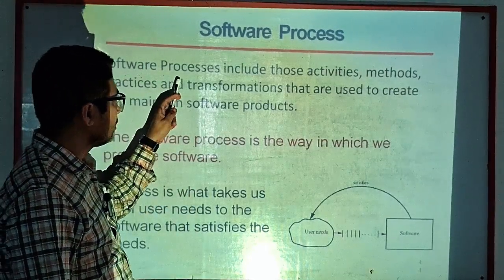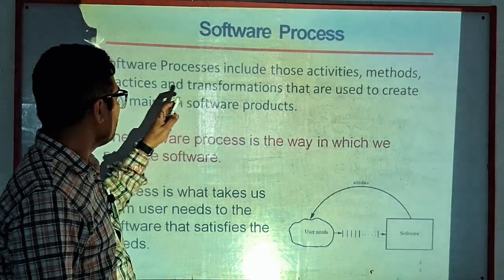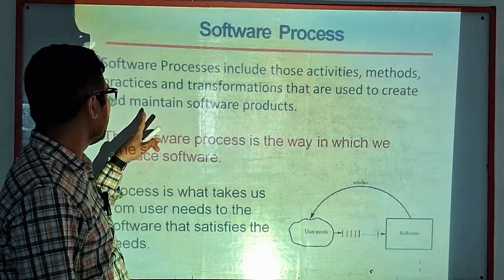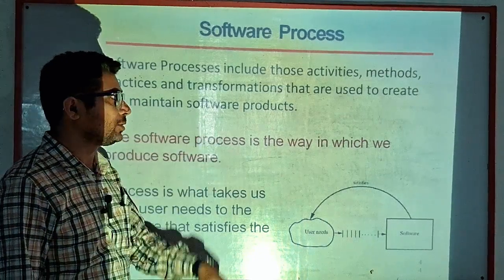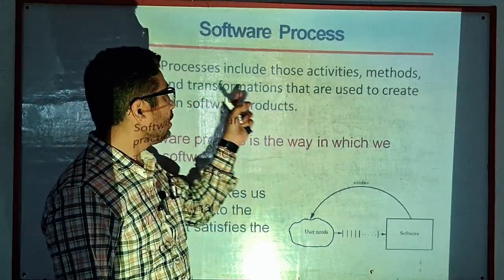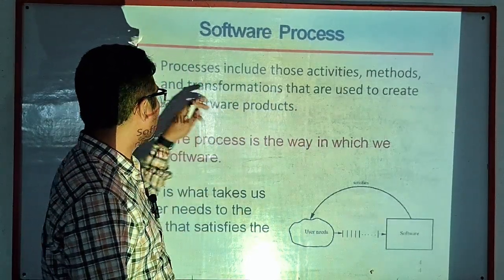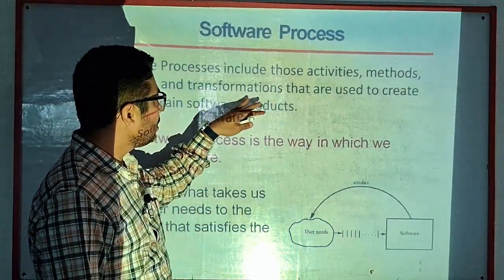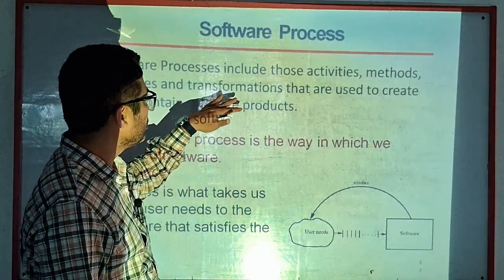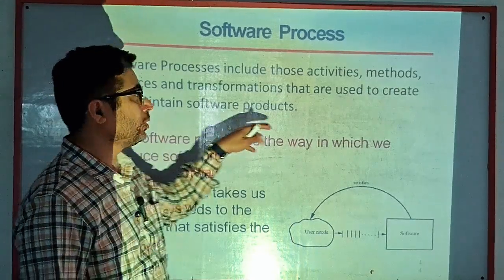Software processes include those activities, methods, practices, and transformations that are used to create and maintain software products. So, what does the term mean? It includes all the activities and methods, all the practices which are used to create and maintain software products.